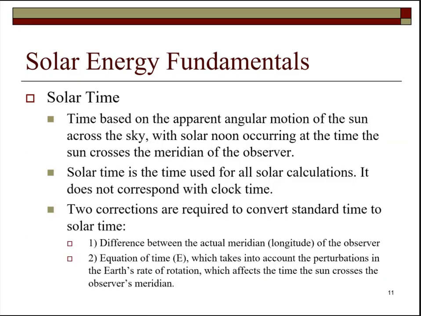Solar time is based on the apparent angular motion of the sun and the time of the year. The rotation of the Earth is not consistent. Sometimes it speeds up and sometimes it slows down. This is referred to as perturbations in the Earth's rotation. It is approximated by the equation of time. If you do a Google search, you will find more than one equation for the equation of time. This is because these equations of time are best fit equations that represent the Earth's rotation.